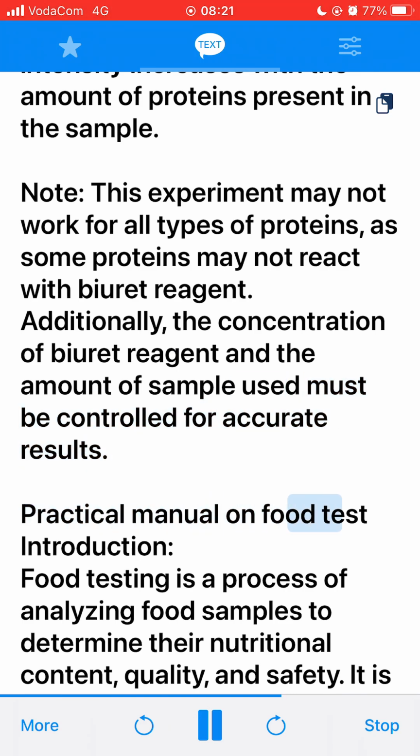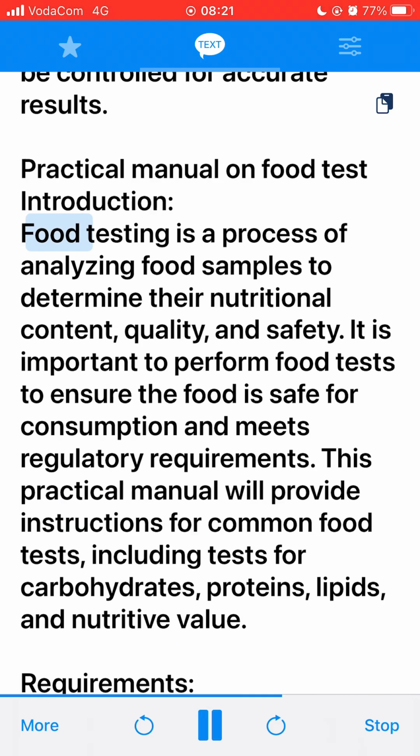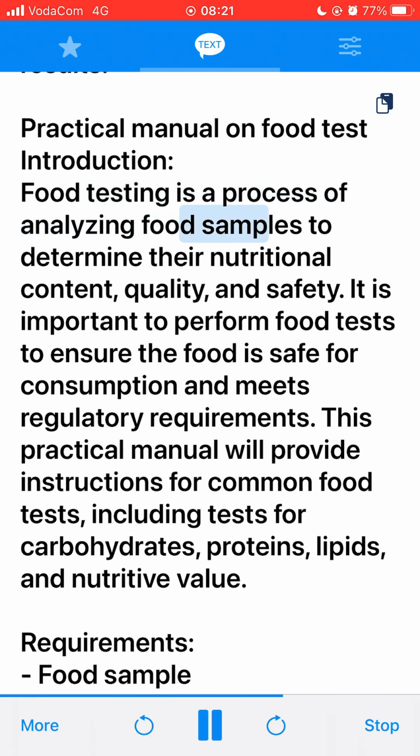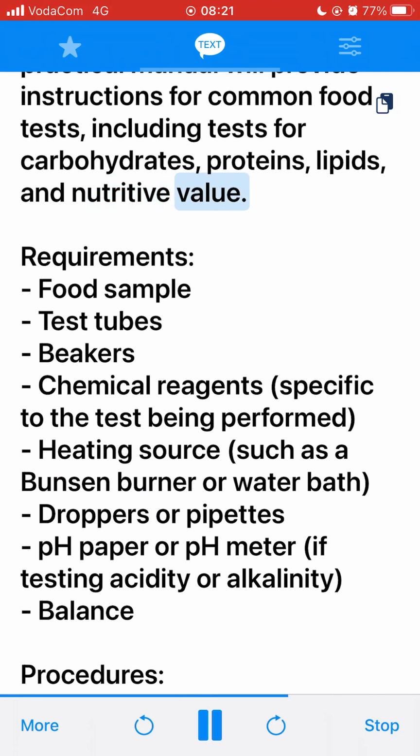Practical Manual on Food Test. Introduction. Food testing is a process of analyzing food samples to determine their nutritional content, quality, and safety. It is important to perform food tests to ensure the food is safe for consumption and meets regulatory requirements. This practical manual will provide instructions for common food tests, including tests for carbohydrates, proteins, lipids, and nutritive value.